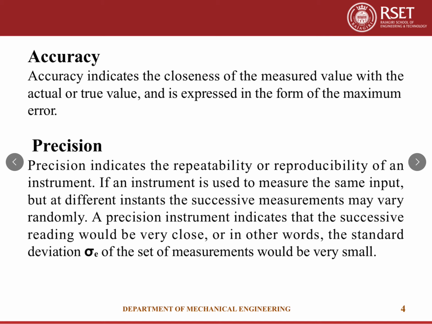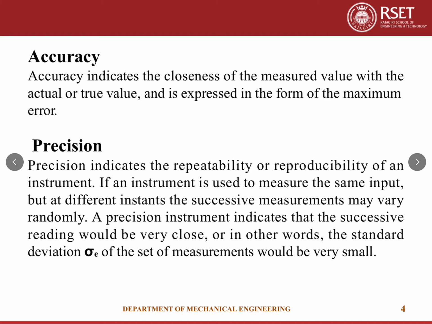Accuracy is how close the measured value is to the true value, or it indicates the closeness of the measured value with the actual or true value. It is actually a manifestation of error in measurement, and it is also expressed as a percentage of true value. That's about the accuracy.